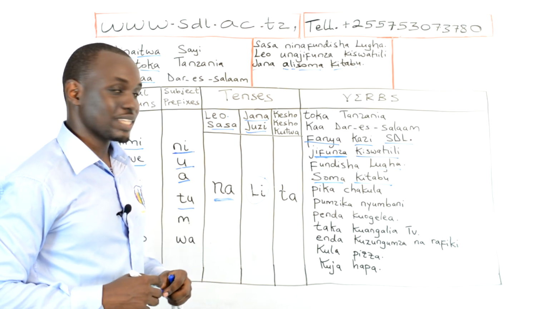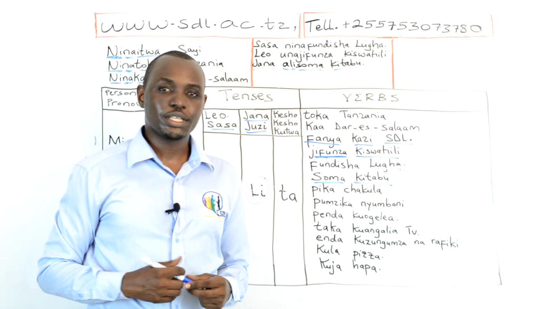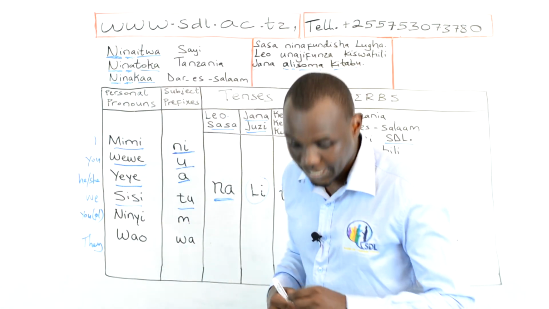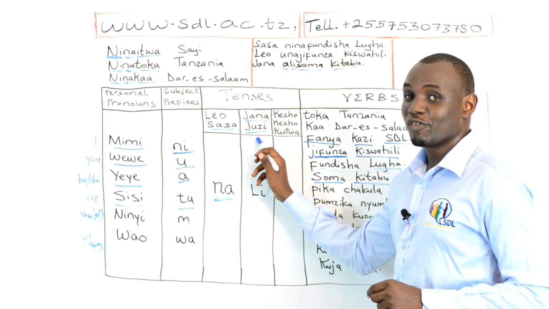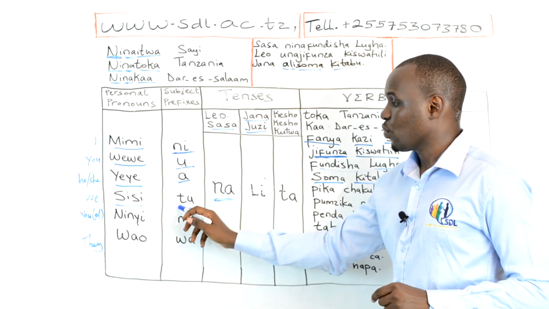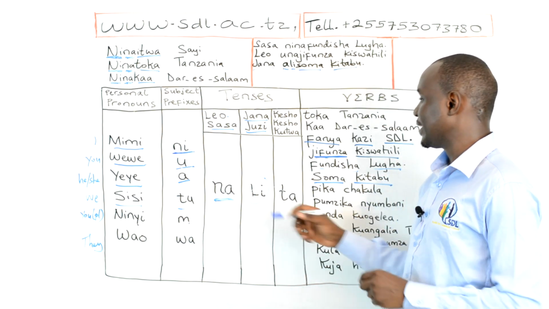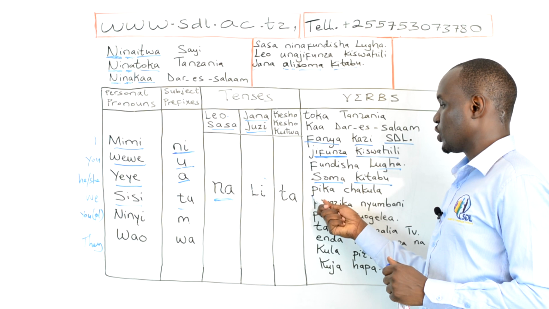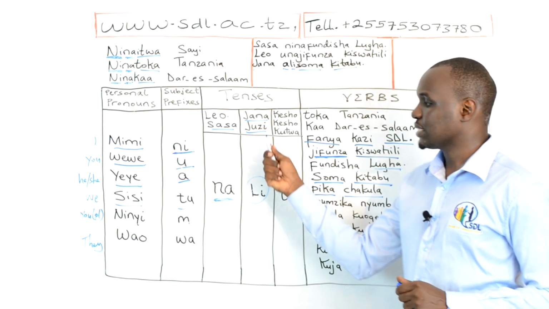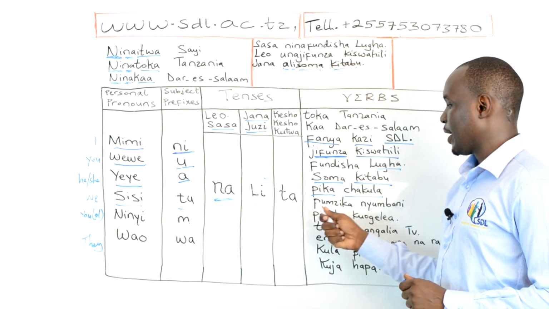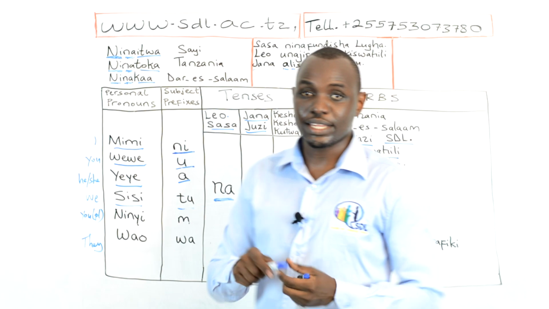And juzi is the day before yesterday. So if you want to say the day before yesterday we cooked the food, you'll say, Juzi tulipika chakula. Pika is to cook, chakula is food. So juzi tulipika chakula is we cooked the food the day before yesterday.